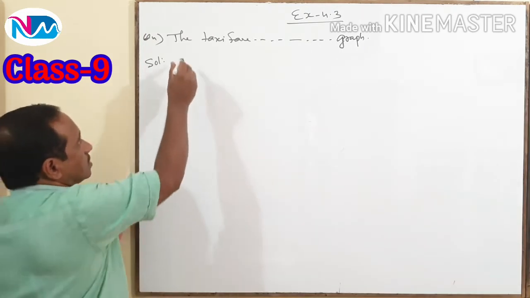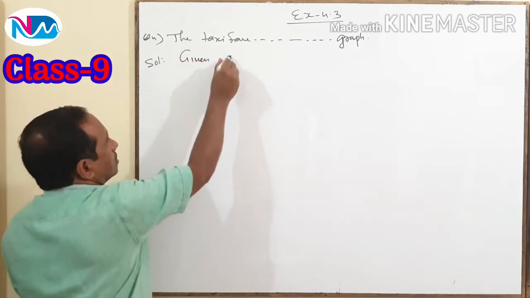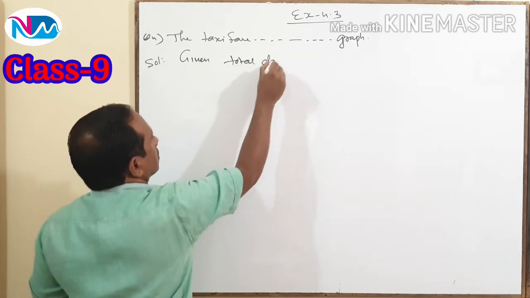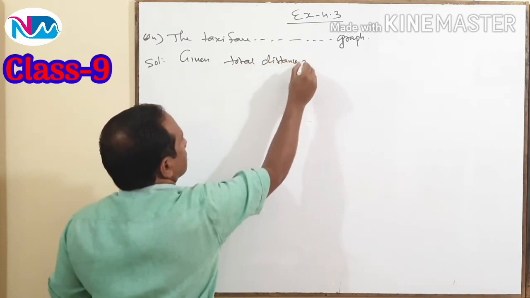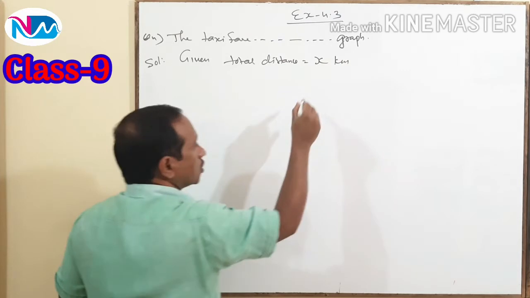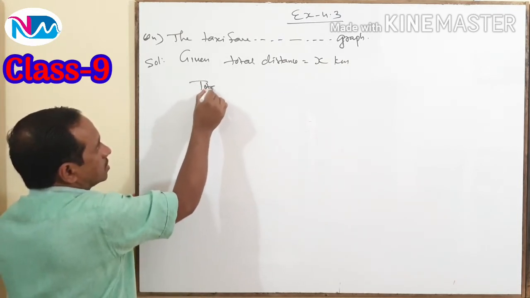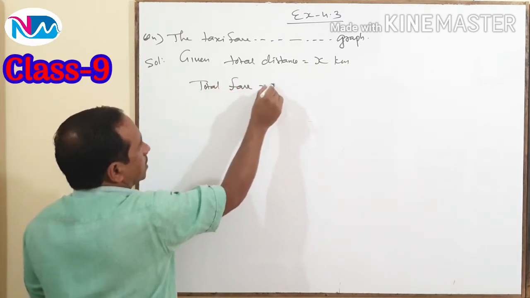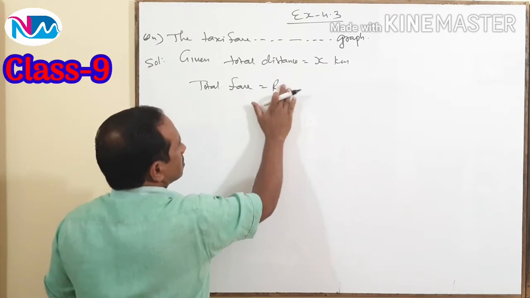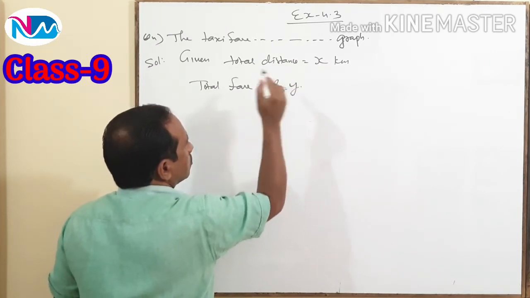So according to the question, given: total distance is equal to x kilometers and total fare is equal to rupees y.